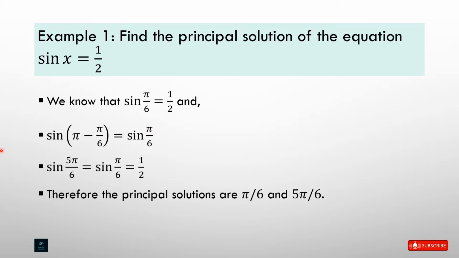We also know that sine of pi minus x is equal to sine of x. This means that sine of pi minus pi by 6 is equal to sine of pi by 6. But pi minus pi by 6 is 5 pi by 6. This means that sine of 5 pi by 6 is equal to sine of pi by 6, and this is also equal to 1 by 2. Therefore, the second principal solution is x is equal to 5 pi by 6. So, therefore, the principal solutions are pi by 6 and 5 pi by 6.